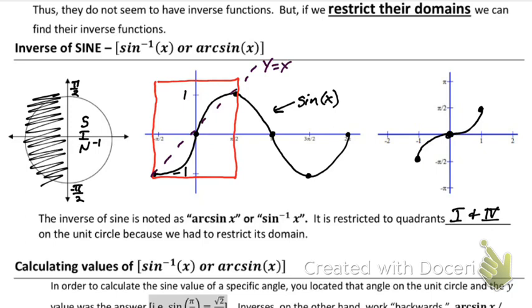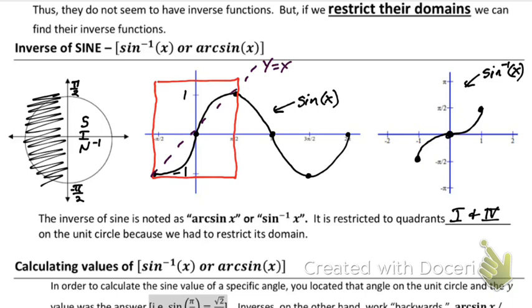Something in the red box? Yeah, just what's in the red box. Yep, just what's in the red box. Because that graph right there is the graph of sine inverse x. And if you don't get how that happened, just know what the graph is. Just study the graph and be able to reproduce it.